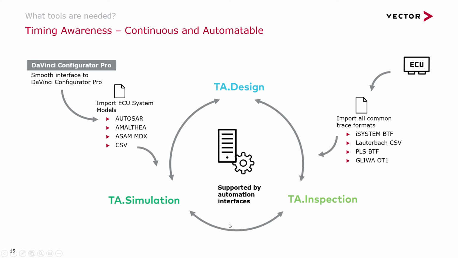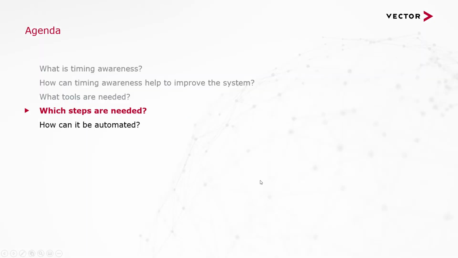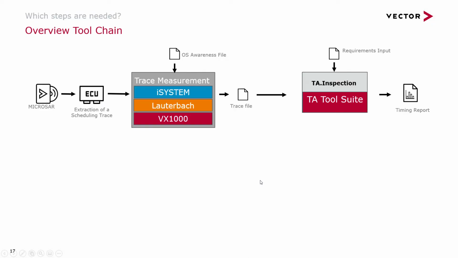So now that we know the tools that are necessary, which steps need to be taken in order to get to such a scheduling trace? Let's have an overview of the tool chain. So we have basically three different parts where we need to do something. The first one is in MICROSAR. We need to configure the operating system. We need to configure the trace measurement hardware, record the trace, and then we will be able to import this into the TA tool suite and do the analysis.